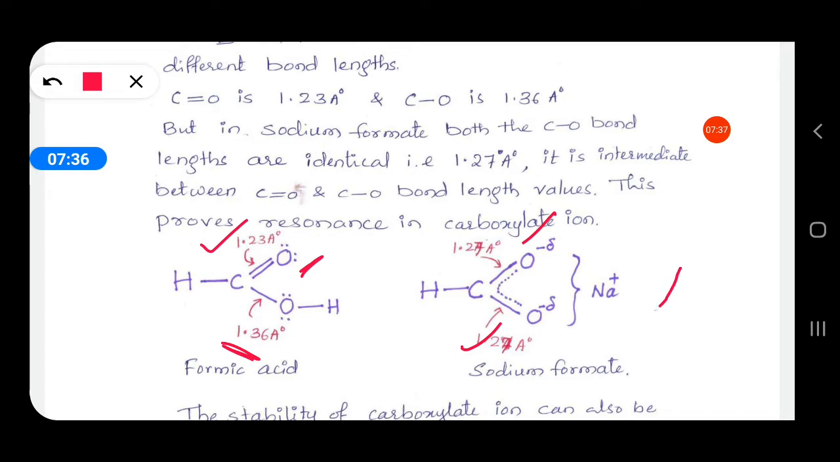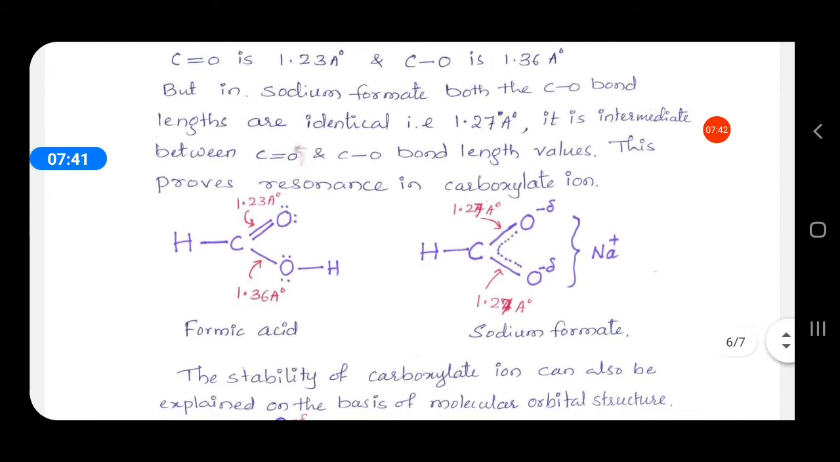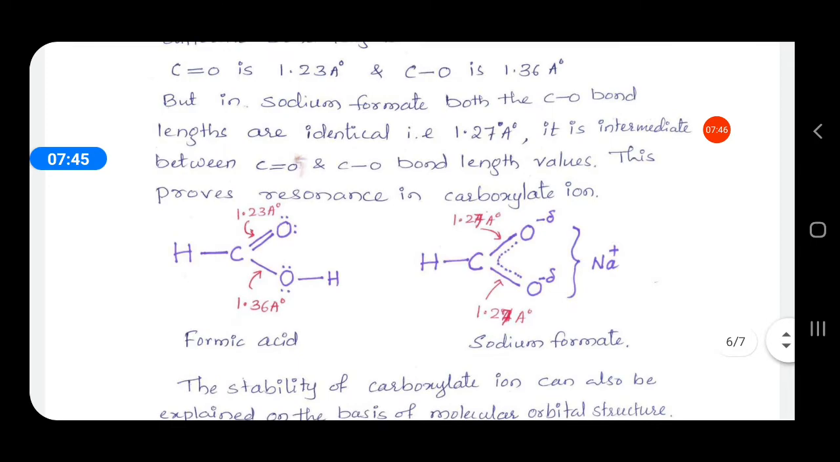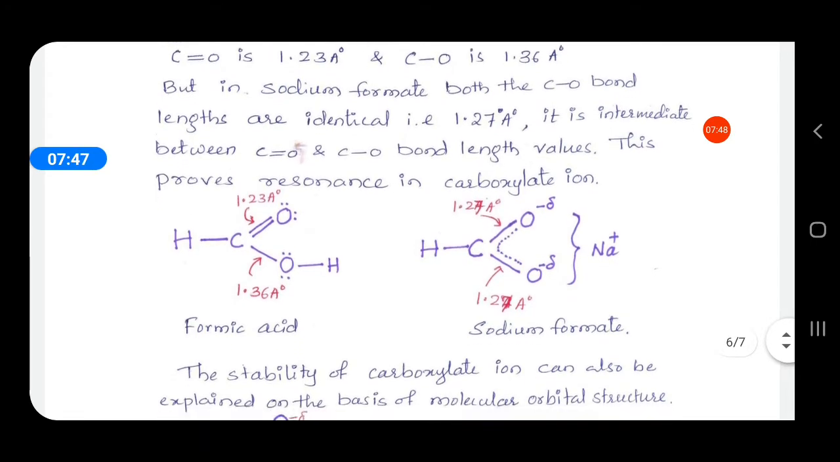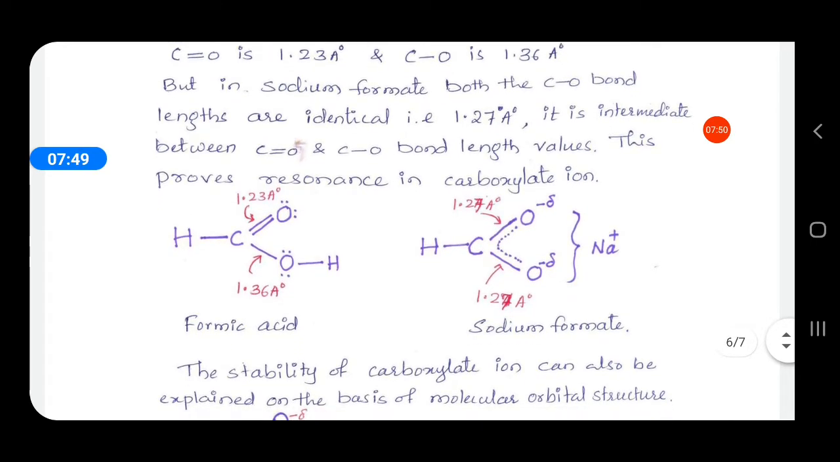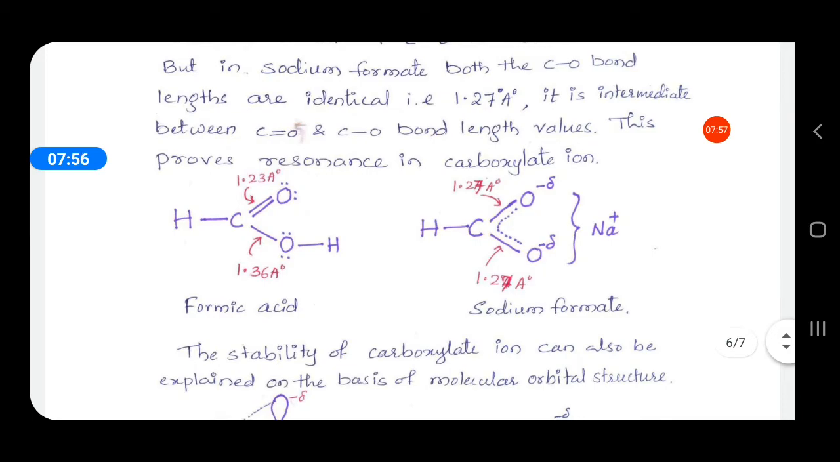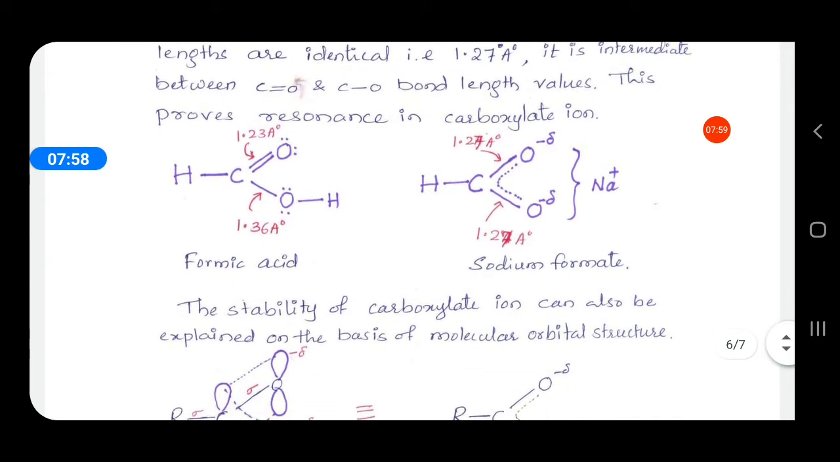So it confirms that in the carboxylate ion, in sodium formate, a resonance hybrid is present, so that this ion is more stable due to that resonance. This measurement of the bond length also proves the presence of resonance in the carboxylate ion.